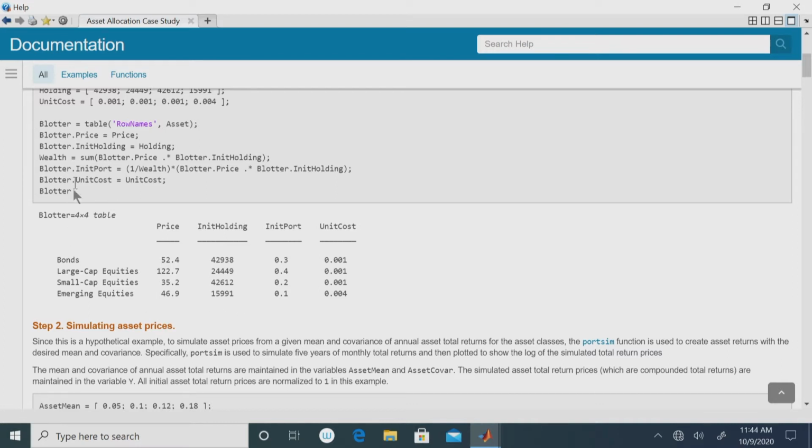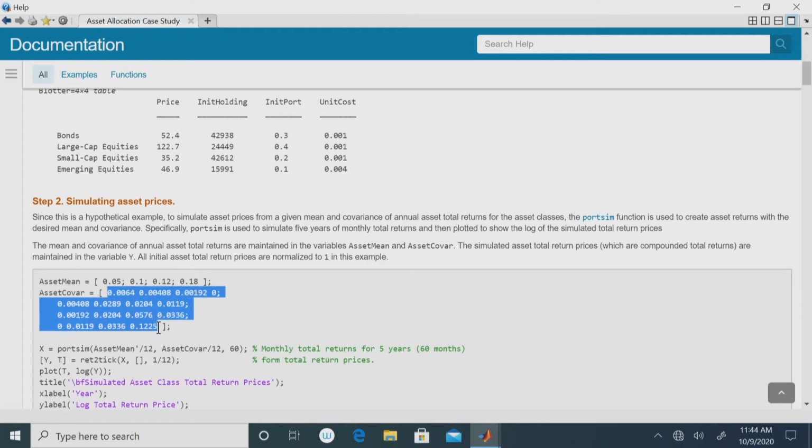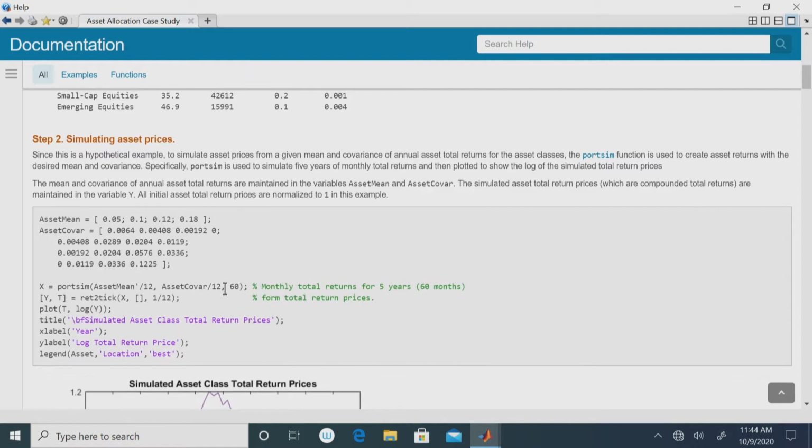Okay, so now once we have set up all this information pertaining to our initial portfolio at the current time point, we now need to simulate the asset prices. In order to simulate the asset prices, we have to make use of the historical data. You can make use of the historical data on a spreadsheet, and you calculate the asset mean, that is the expected return for each asset class based on preceding returns over a certain period of time, and this is going to be the asset covariance, that is the covariance between the different asset classes, which is a 4 by 4 matrix.